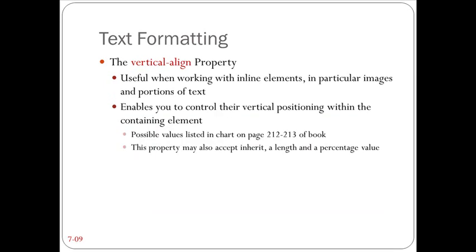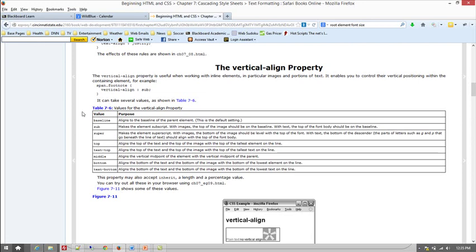The vertical align. This is useful when you're working with inline elements, in particular images and portions of text. It's going to control that vertical positioning within its containing element. There are several possible values that are listed in a chart on page 212 and 213, and this property also may accept inherit, a length, and a percentage value. We can take a quick look at that chart, and you can see all the values then that you can use: baseline, sub, super, top, text top, middle, bottom, text bottom. These are all the different values and what they do.